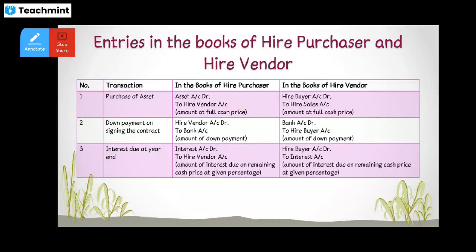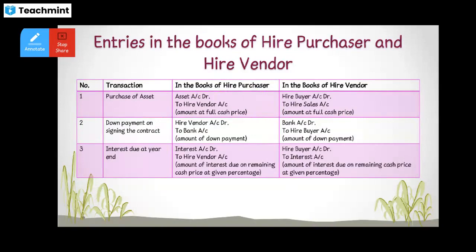So that's why the entry will be passed for the amount of full cash price, and that's why this method is called the full cash price method. When you record the first transaction, that is the purchase of the asset, you record it at full purchase price, full cash price. This was the entry in the books of the hire purchaser.